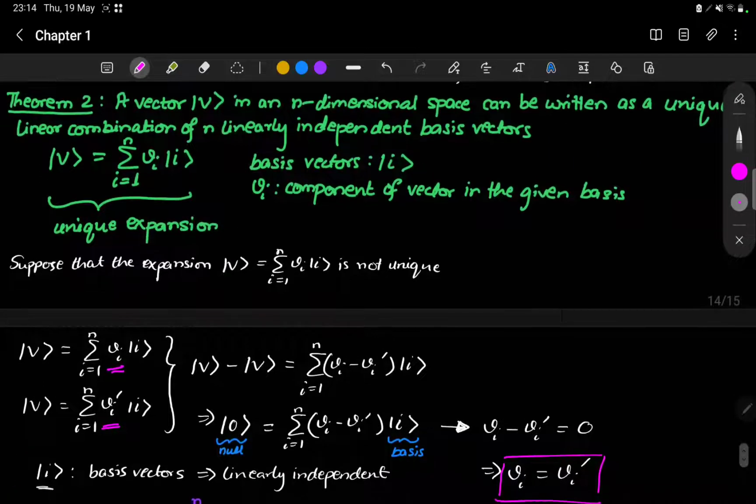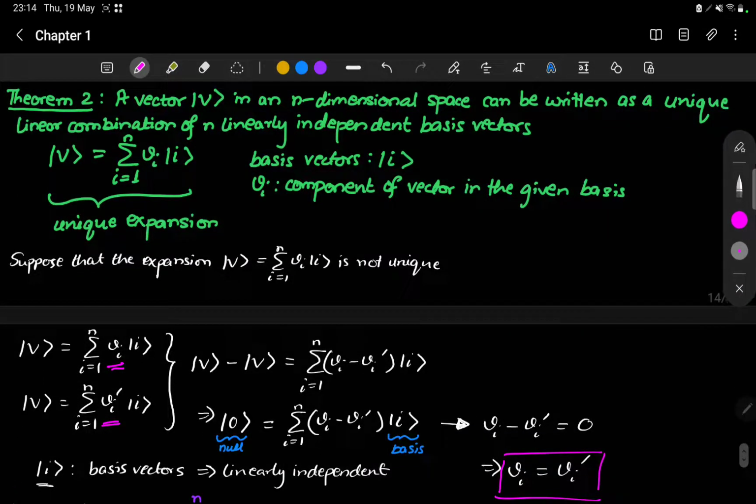So this proves the theorem that a vector v given in a vector space, in an n-dimensional vector space to be precise, can be written as a unique linear combination of n linearly independent basis vectors.